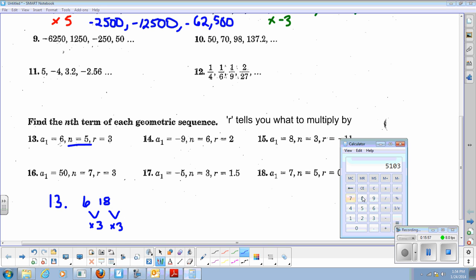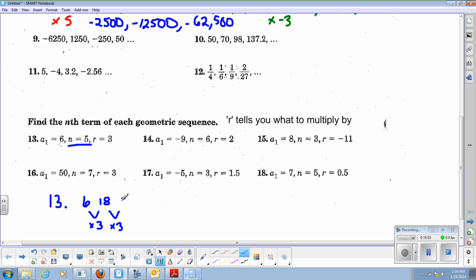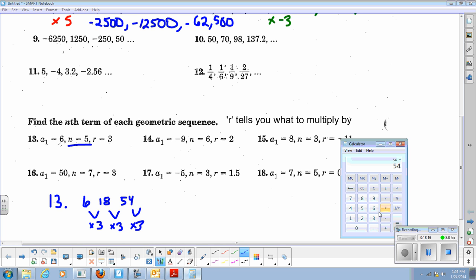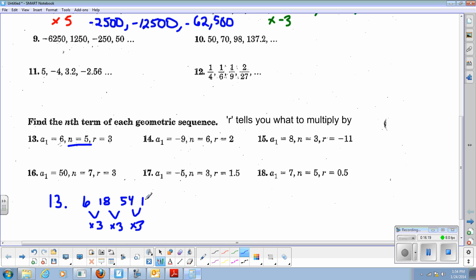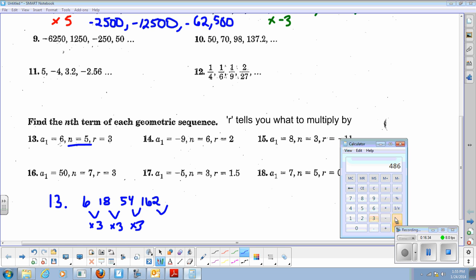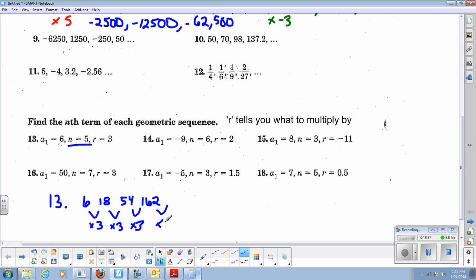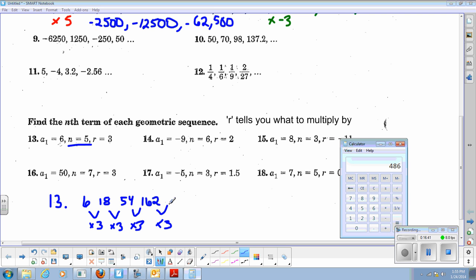I don't know that one off the top of my head, so I'm going to clear my calculator, and I'm going to go 18 times 3. That equals 54. Well, I only have 3 terms. Got to do it again. Times 3. 54 times 3 equals 162. I have 4 terms, but I need 5. So again, I need my calculator. I got 162, and I want to take that times 3. Oops, I forgot the number. It's 400 something. 486.